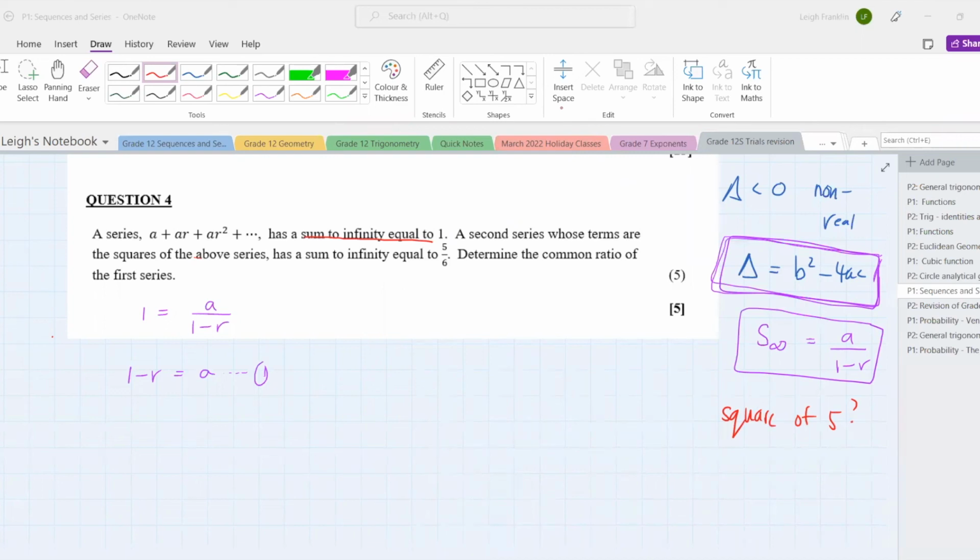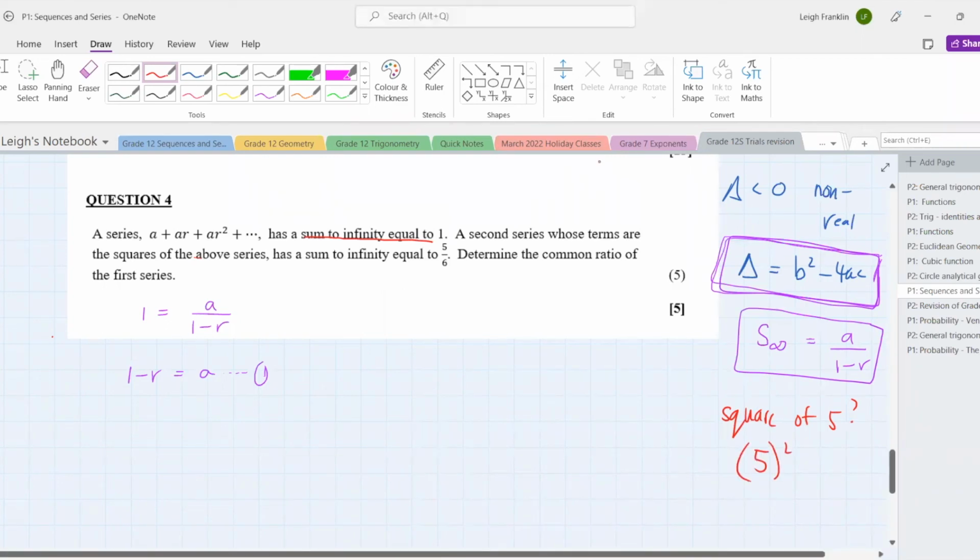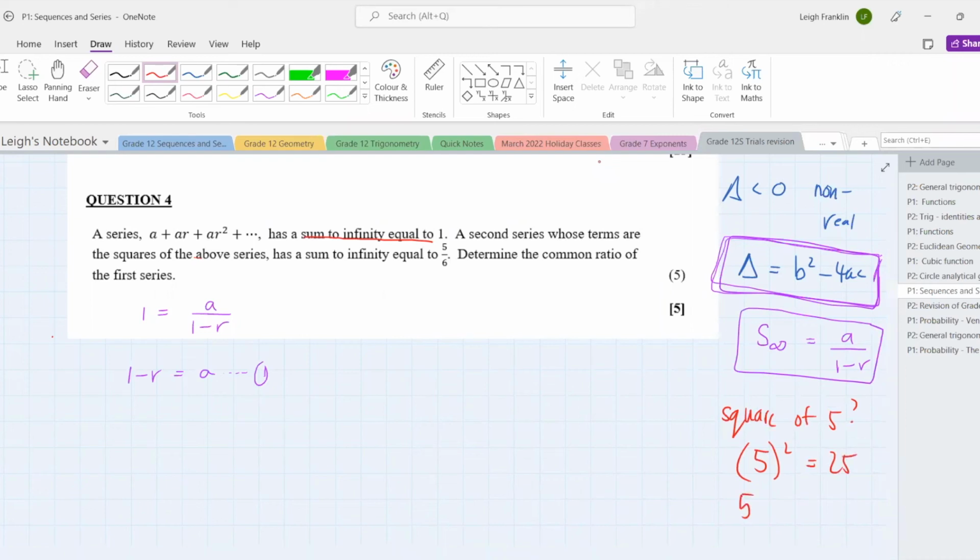Okay, so when we square something, it means that we're multiplying it by itself, aren't we? In other words, 5 times 5. That's what it means when we square something. Exactly. So now you're going to take each of these terms and you're going to square them.